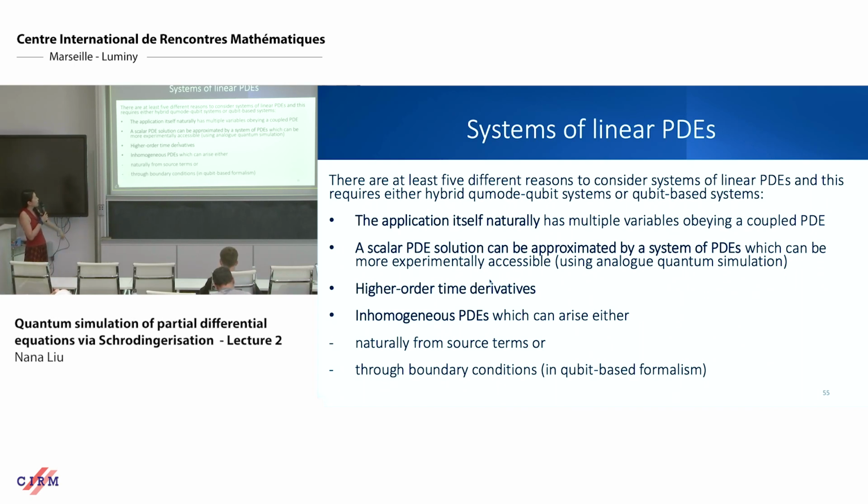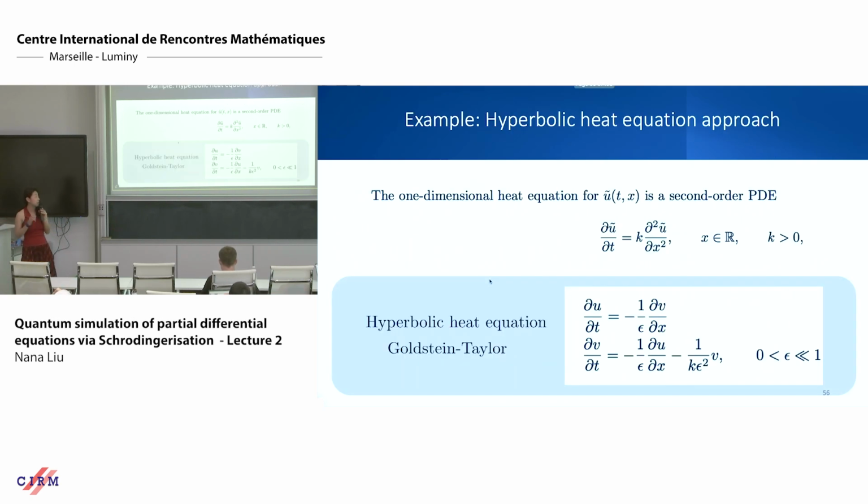And also when we have inhomogeneous PDEs, we can rewrite this as a system of linear PDEs. Inhomogeneous PDEs can arise naturally, as you would from source terms, or if we're in the discretised formalism and you want to input boundary conditions, inhomogeneous terms can also happen that way as well. And we'll see some examples of that.